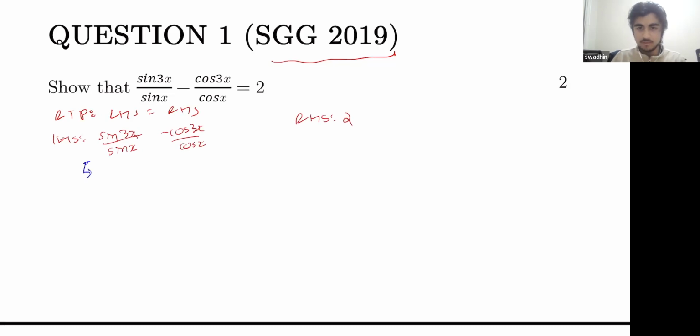So if anyone wants to answer, through chat or through voice, what do you guys think our first move should be? We don't know any identities with sine 3x and cos 3x, but we know identities with sine 2x and cosine of 2x. So our first move would be to write 3x as 2x plus x.